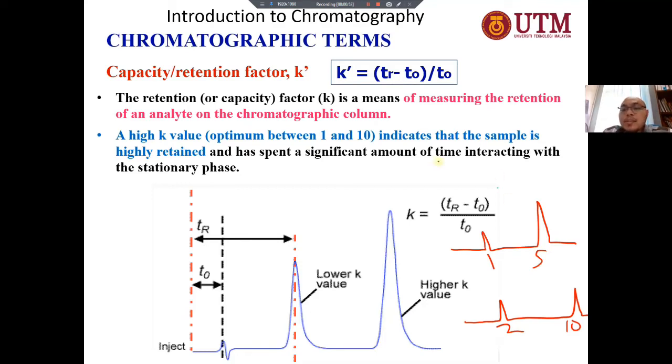For example, in my lab it is 5 minus 1 over 1, equal to 4. In Firas's lab it is 10 minus 2 over 2, which is 4. So the retention factor or capacity factor in my lab and the one performed in Firas's lab in Iraq is similar. So this is the application of the retention factor.